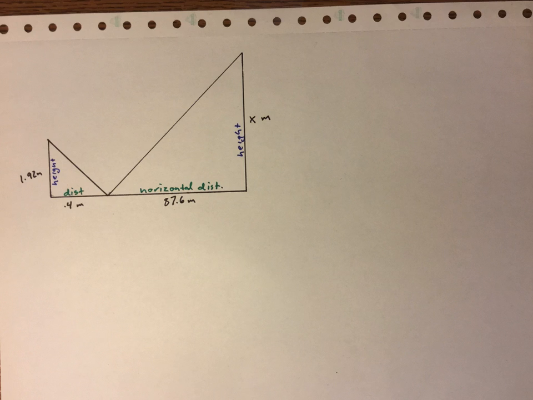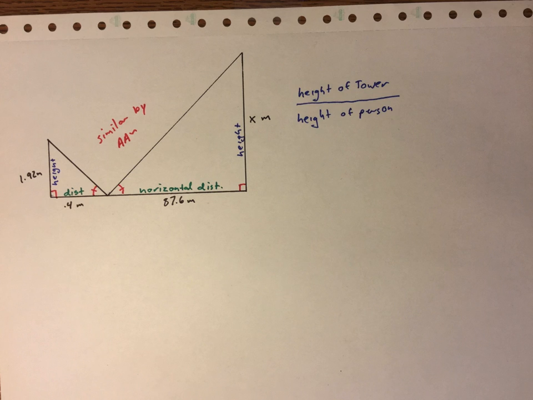Well, so this is a similar triangles problem. We know that the heights would be perpendicular, and the way mirrors work, we know that those two acute angles will be congruent. So that means these two triangles are similar by AA similarity. And since they're similar, we can set up proportions in order to solve for the unknown.